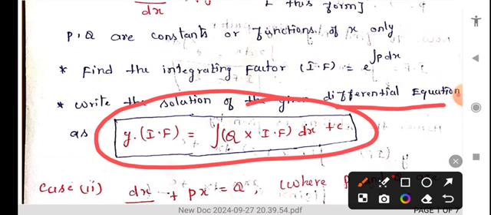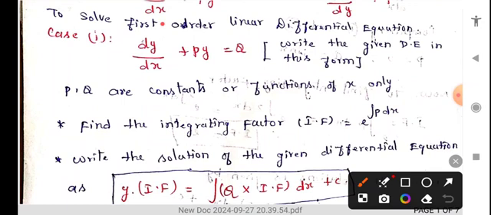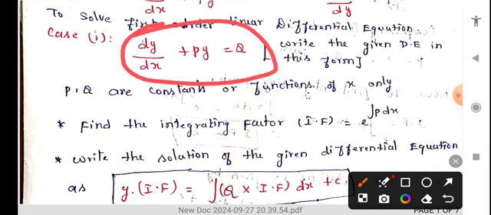Okay. After finding the integrating factor, we have to find the general solution, which is in the form of y into integrating factor, which is equal to integral over q into integrating factor dx plus c. These are the 3 steps for when the sum is given in the form of dy by dx plus py equal to q.